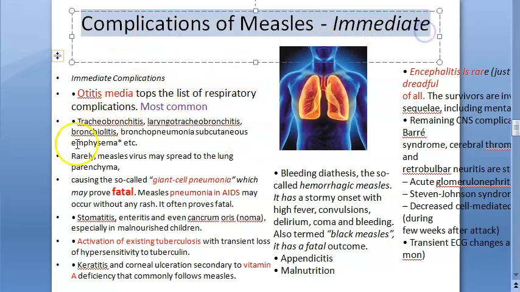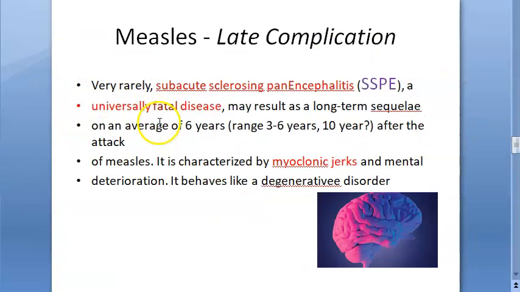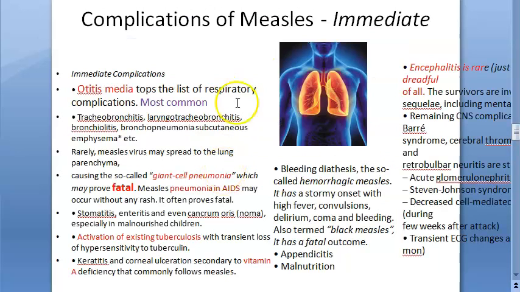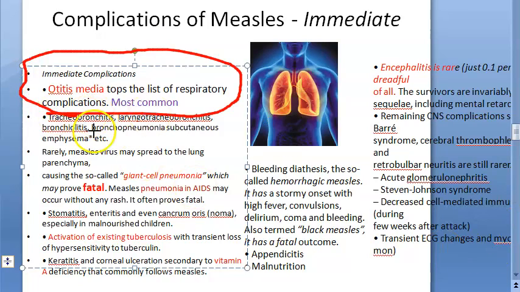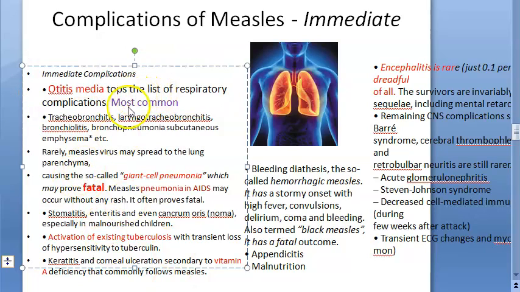Anyways, we have come to the immediate complications of measles. Then we have the late complications of measles. Let us look at the immediate complications. Here you remember important ones only. Don't go into depth of everything. Otitis media is at the top; here they didn't write serous otitis media, but they are saying otitis media is the common complication. Then this one, giant cell pneumonia, which can be fatal.